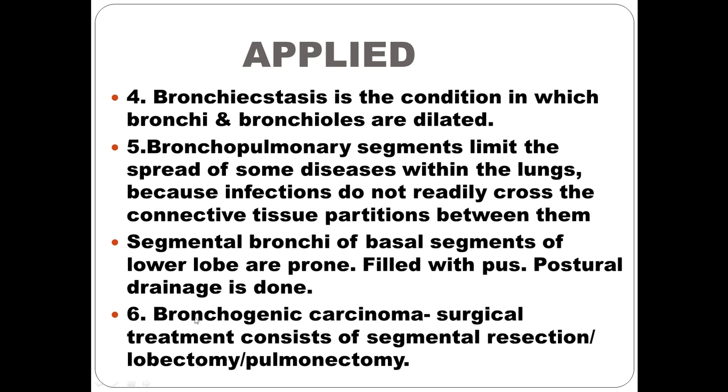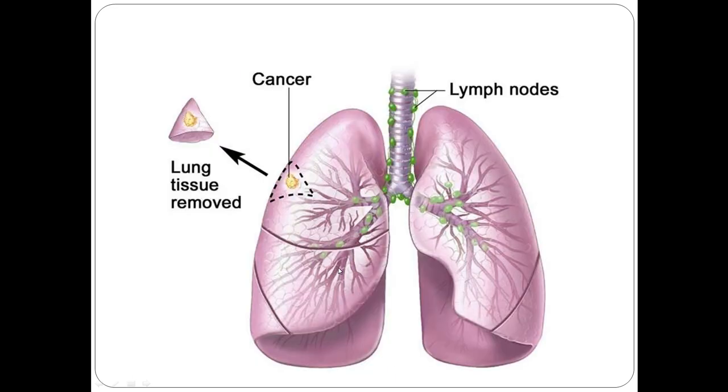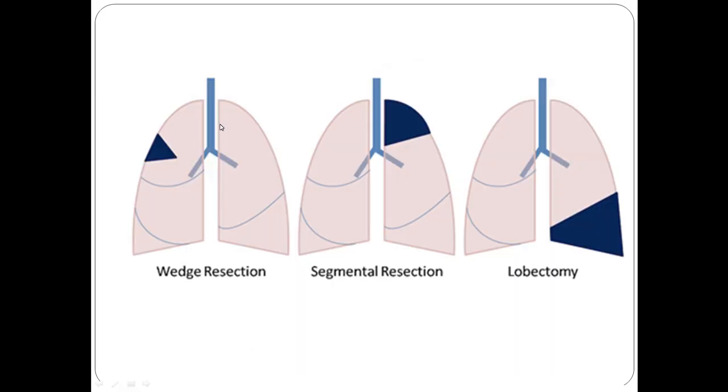Then in conditions like bronchogenic carcinoma, this requires surgical treatment. It can be a segmental resection, lobectomy, removal of the lobe itself, or pneumonectomy. You can see the slide. This is the area where there is cancer. So the lung tissue is removed as such because of the bronchopulmonary segments knowledge we have. There can be a wedge resection, or there can be a segmental resection, or a lobectomy, depending upon the situation.